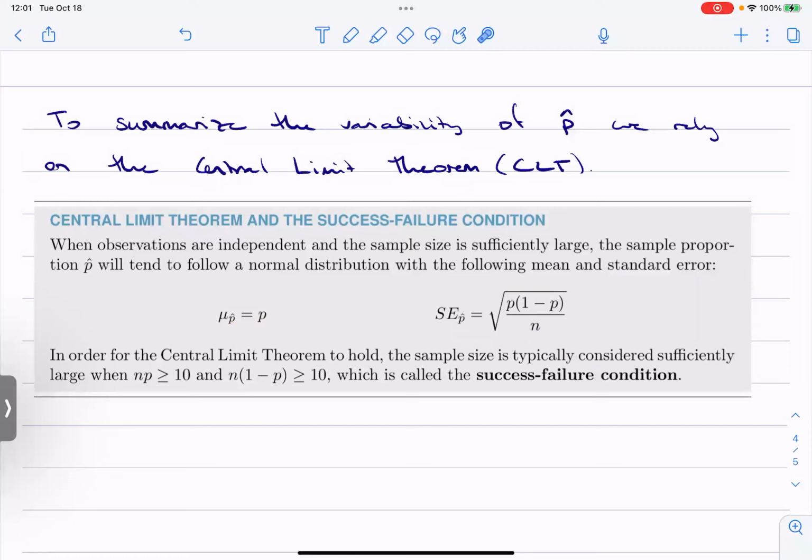That looks familiar from the binomial. We found the mean and we found the standard deviation, but now we're calling it the standard error, because it's the standard error of a statistic. I'll write that down, but let's finish the blurb first. In order for the central limit theorem to hold, the sample size is typically considered sufficiently large when np is greater than or equal to 10 and nq is greater than or equal to 10, which is called the success-failure condition. Good.